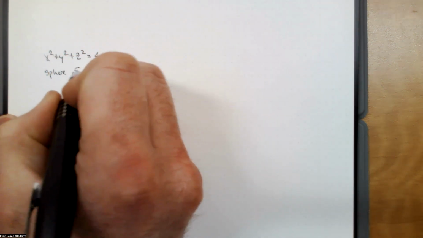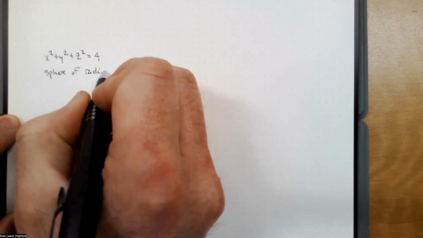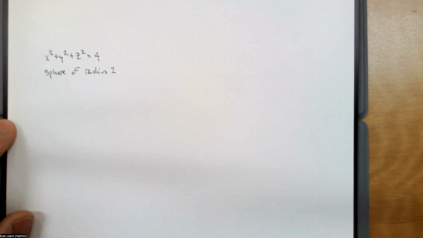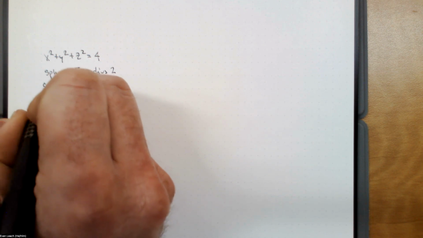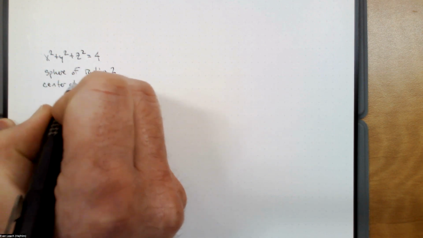What does this look like? What do we know this looks like? What is this? A sphere of radius 2. Sphere of radius 2, centered at the origin. Minus 1 million for not saying centered at the origin. I'm just kidding. It's minus 2 million. So here we have a sphere of radius 2. Since I'm being picky about it, centered at the origin.